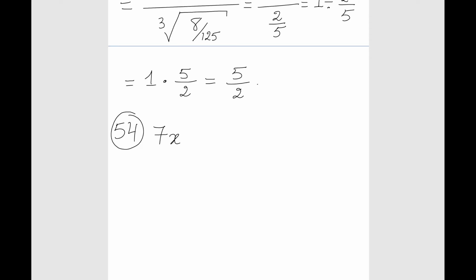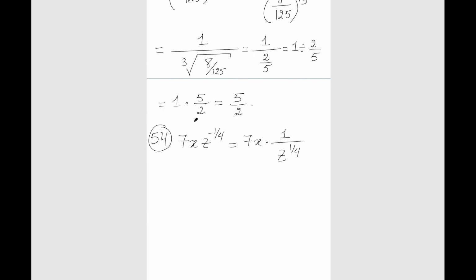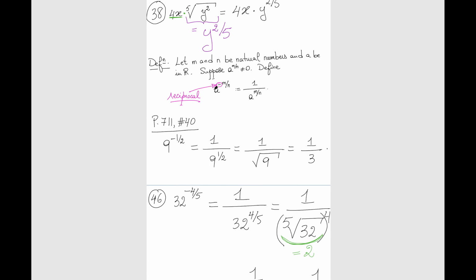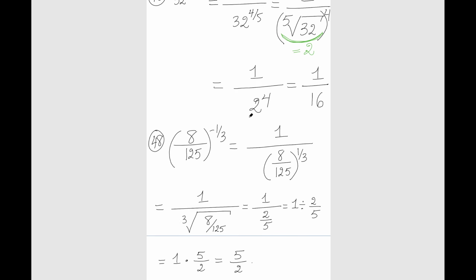Same question for 7x z to power negative 1 over 4. What's the question again? We want to rewrite with positive rational exponents. Well, this means 7x times z to power negative 1 over 4, which means 1 divided by z to power 1 over 4, right? Because the minus in the exponent means reciprocal, as we discussed, as the definition says. It's right there, correct?